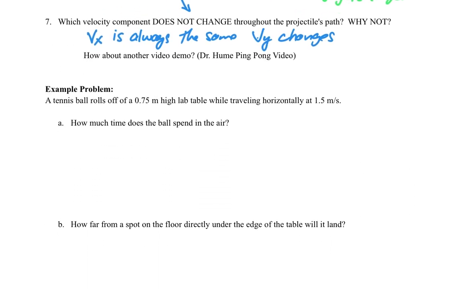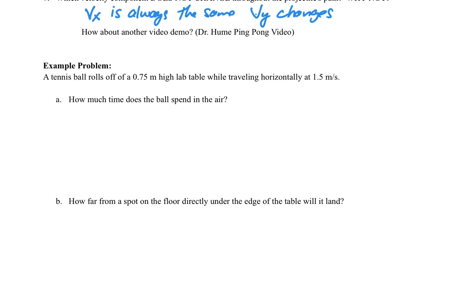All right, so let's take a look at a typical problem that we'll have with projectiles. So we have a tennis ball, and it's going to roll off of a table that's 0.75 meters high. And we know the velocity of the ball when it falls off the table is 1.5 meters per second. So let's start off with a little drawing. So here is the table, and here is the tennis ball, and it's moving horizontally with a velocity of 1.5 meters per second. And I can put the height of the table in there.